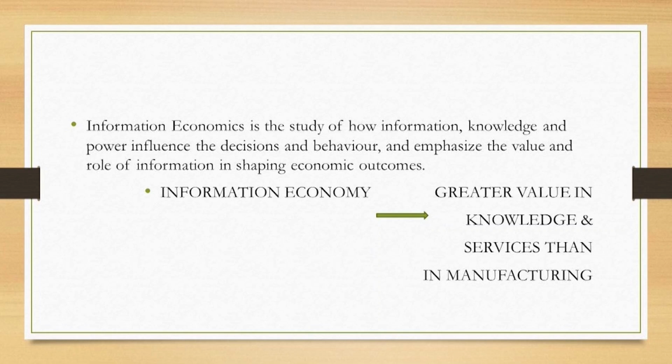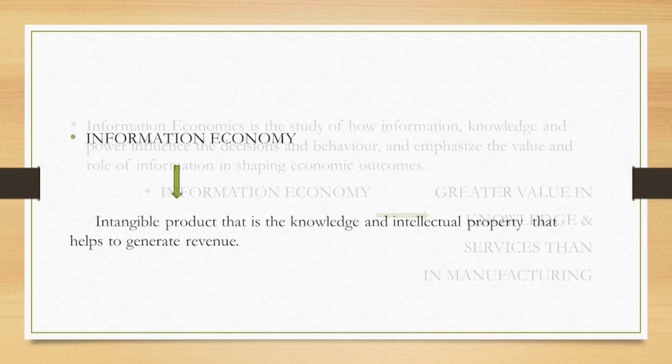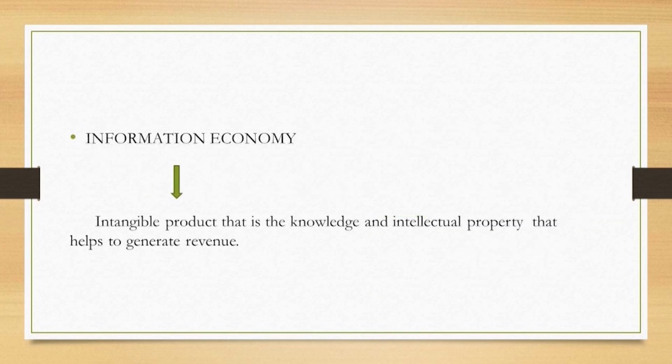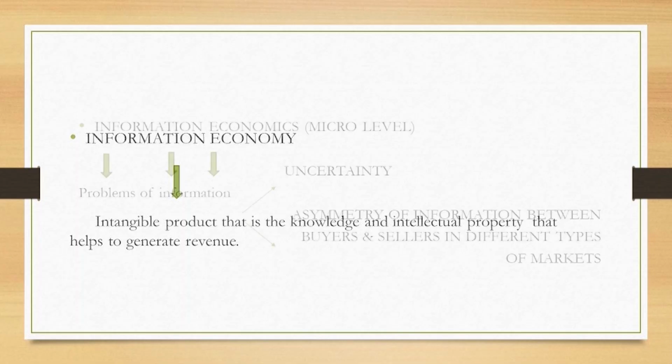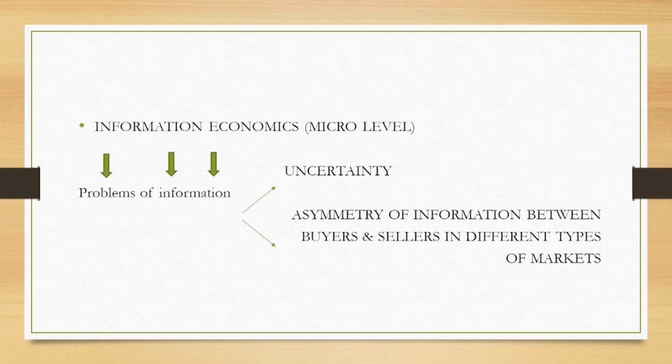So you can see that the information economy has a greater value in knowledge and services than in manufacturing. The information economy, therefore, is the intangible product, that is, the knowledge and intellectual property that helps to generate revenue. Now, when we speak of information economics at the micro level, we find there are some problems. One problem of information is uncertainty. It is a big problem of information.